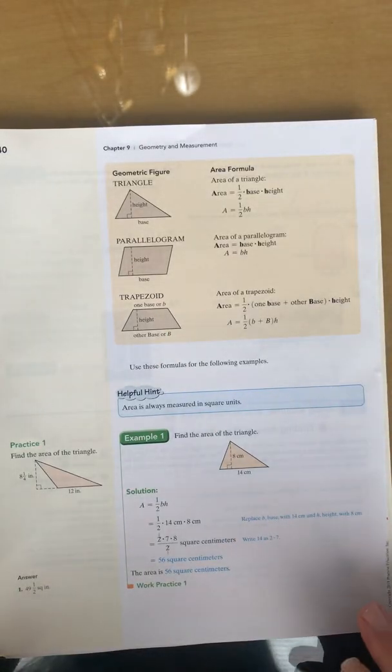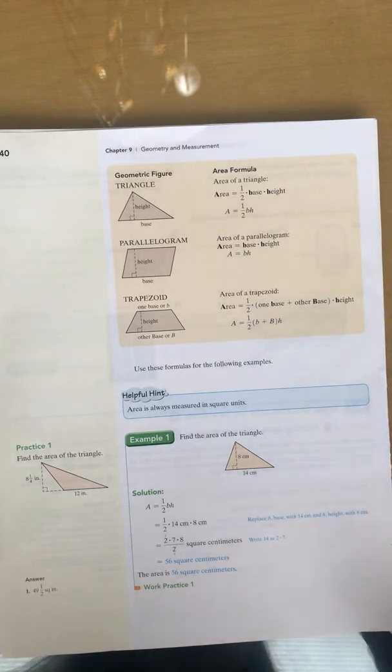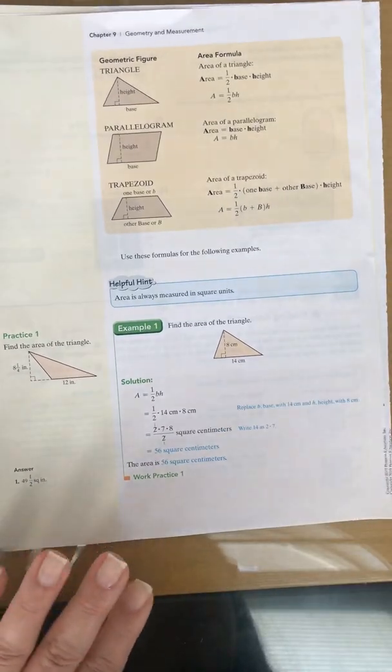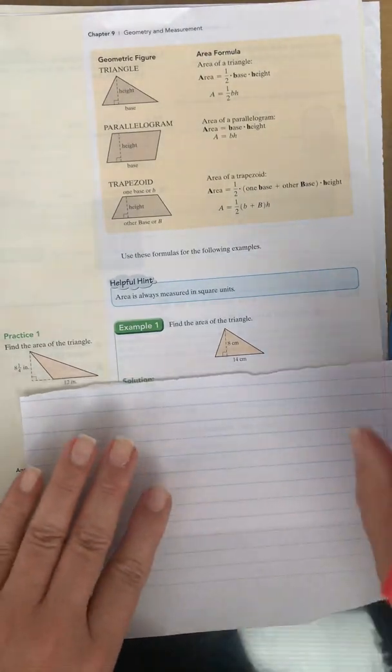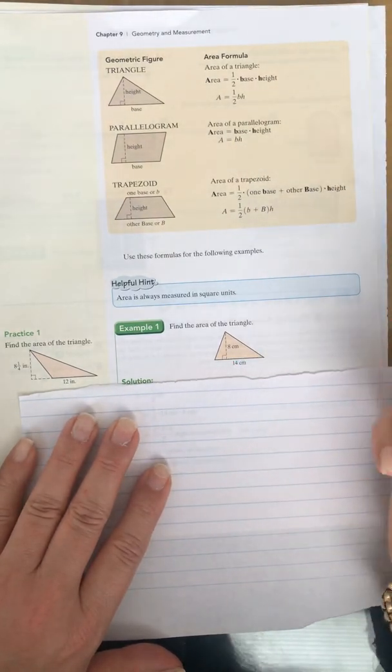Area is always in units squared. Perimeter was just in units. Area is units squared. So here's our first example. We're just going to apply these formulas to figure out what they're asking you for.